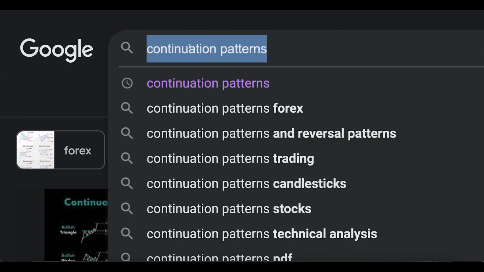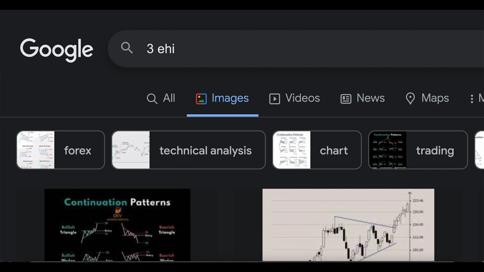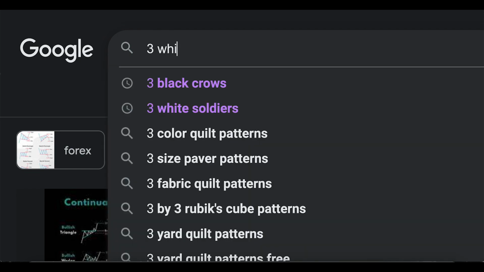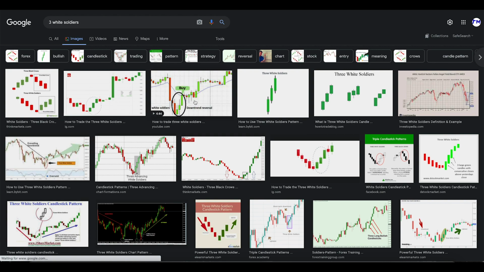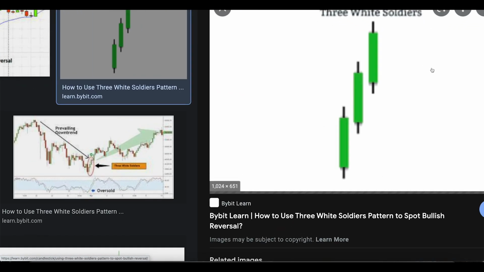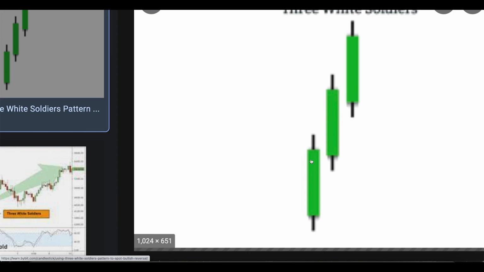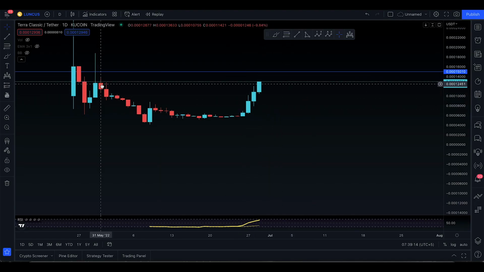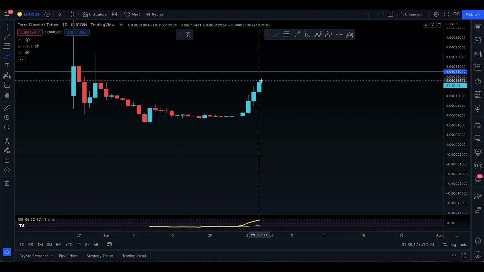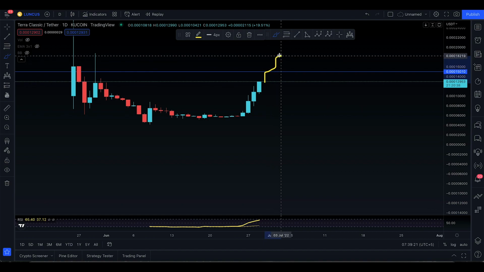Number one, I haven't actually spoken about the three white soldiers, so let's do that really quickly. Three white soldiers. Just look at that, three green candles back to back. So you have 1, 2, 3. Now of course this candle hasn't really closed, but I do expect it to close up here. You can make a little bit of bullish closing and even continue higher.